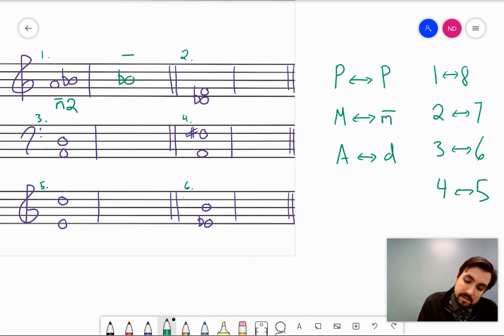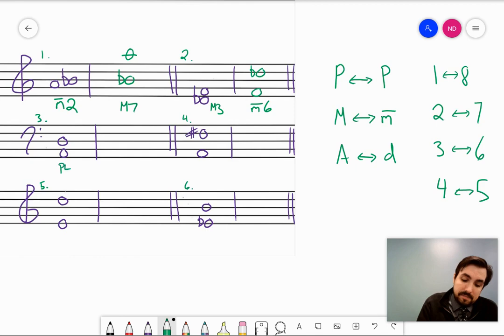If I invert it, I get this. And I can analyze the second interval and know that B flat to A is a major seventh, or I just know that minor seconds invert to major sevenths. Okay, try 2 through 6. You can pause the video and then we'll go over them. D flat to F is a major third. When I invert, I know it will become a minor sixth.